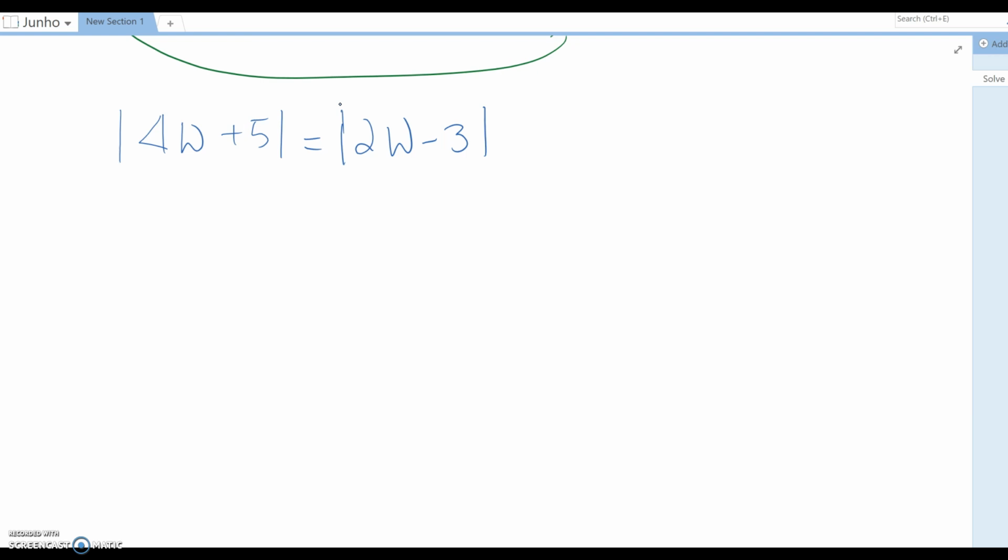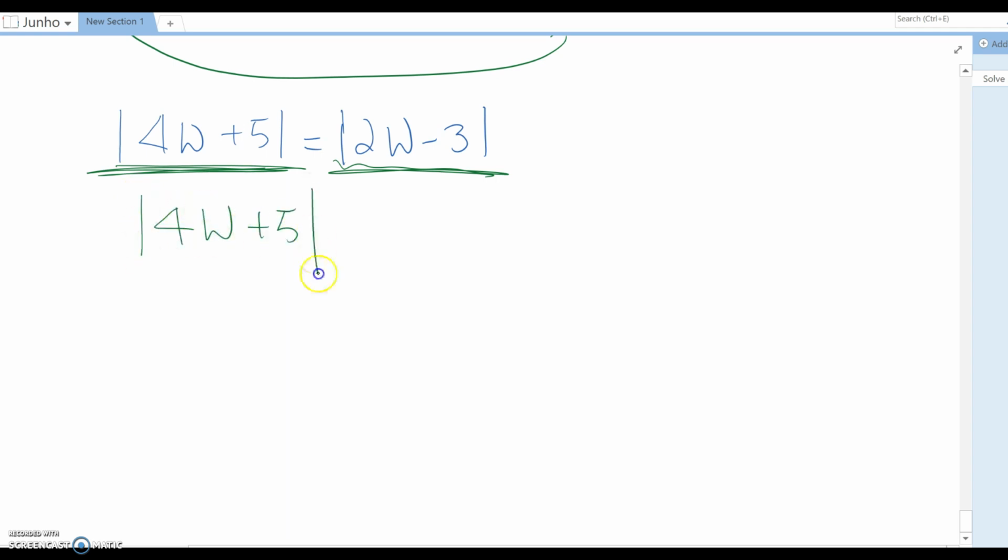and treat the other side as a regular expression. So I'm going to center on this as my absolute value, then treat this as the regular polynomial expression. Then this becomes |4w + 5| = 2w - 3.